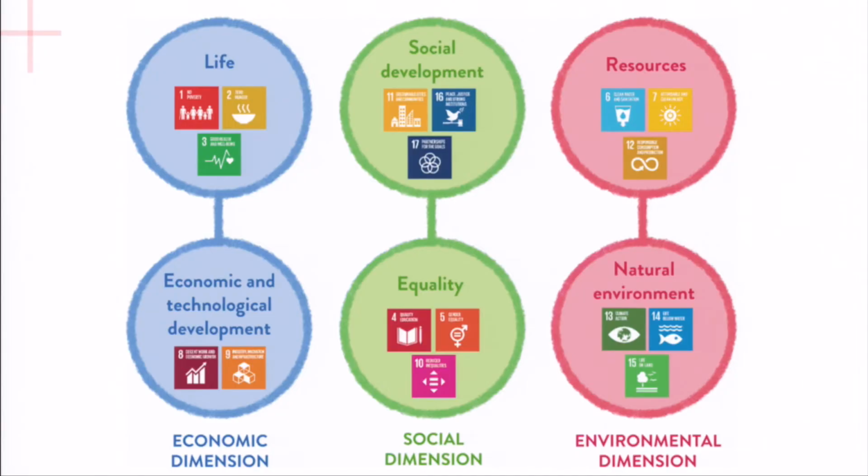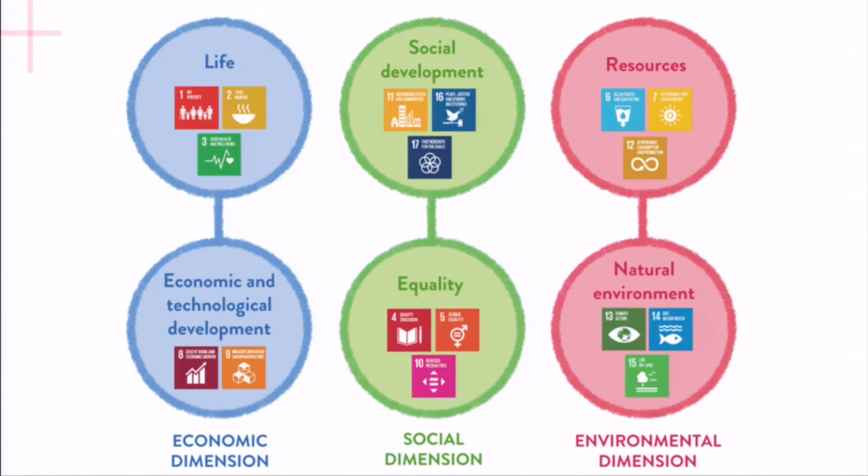There are 17 SDGs, as we have already seen in the earlier modules. These 17 SDGs can be classified under 3 dimensions: economic, social and environmental. If it is about life, we can classify SDG 1, 2 and 3 under life, and if it is economic and technological development, we can classify SDG 8 and 9, and both of these come into the economic dimension.